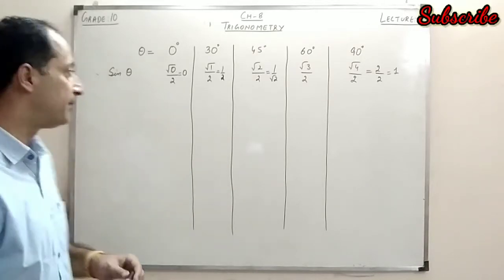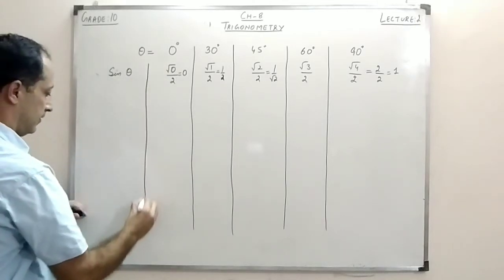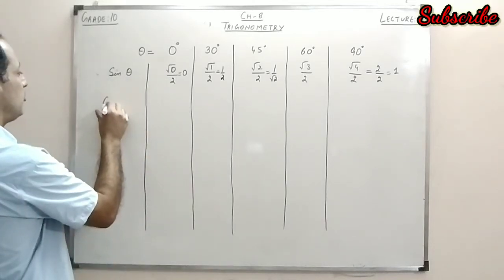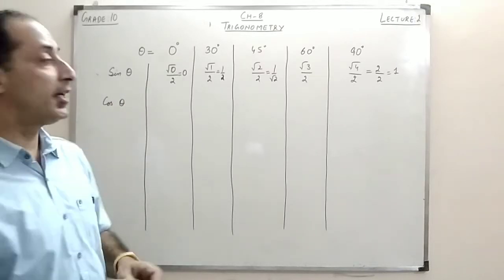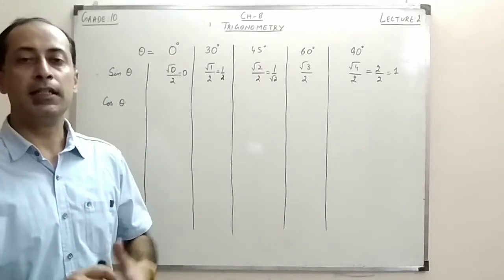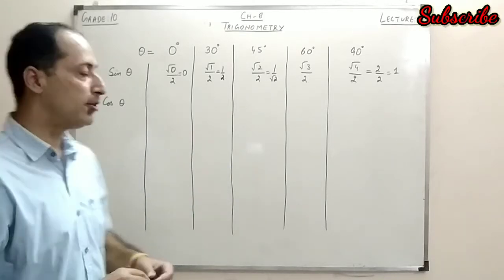The next ratio is cos theta. As I said, you need to remember only the first one. How can we find the values for the first one? The remaining can be found using this only, right? Now how can we do it?